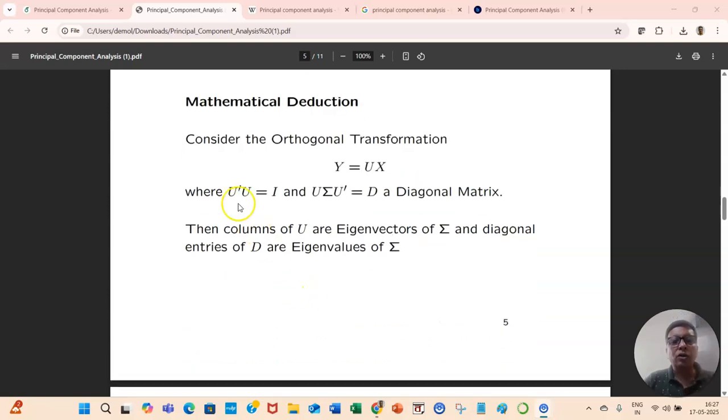Then we may consider the orthogonal transformation Y equal to UX, where U transpose U equals I. It's an orthogonal transformation, I is the identity matrix, and U sigma U transpose is a diagonal matrix D. That's possible. Then the columns of U are the eigenvectors of sigma, and the diagonal entries of D are the eigenvalues of sigma. So that's the eigenvector decomposition of the variance-covariance matrix sigma.